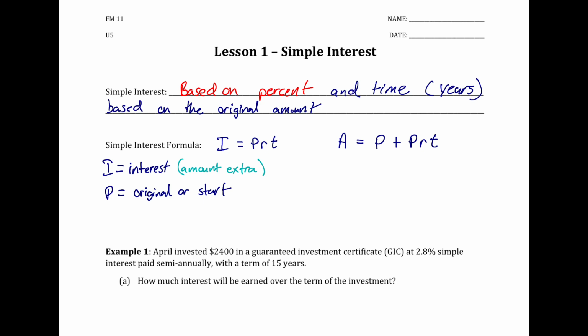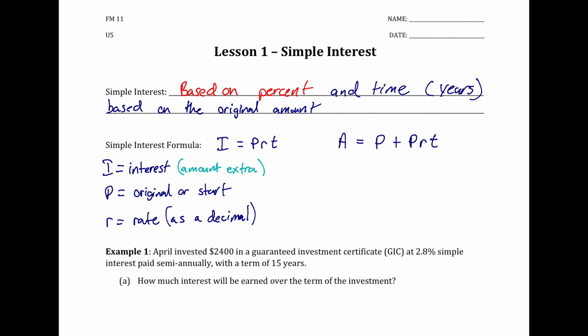The next thing is little r, and that's the rate. And it's always as a decimal. So the hardest part is confusing interest and rate, because we usually say things like interest rate. And if I say interest rate, I mean R, not I. I is amount of money, R is a decimal percent. And that's where it gets tricky back and forth.